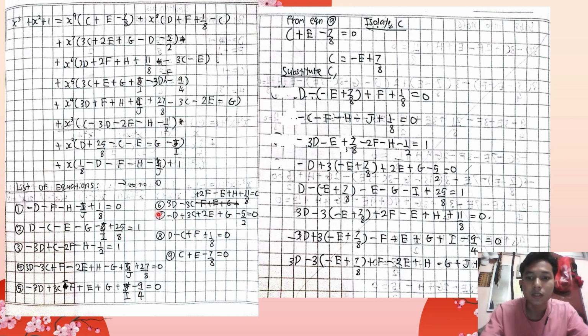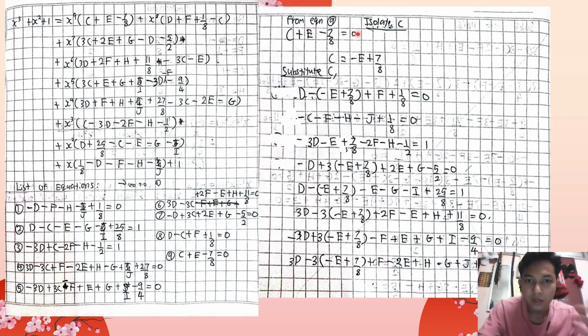Then equation number 6, we can get 3d minus 3c plus 2f minus e plus h plus 11 over 8 equal to 0. Then equation number 7, we get negative d plus 3c plus 2e plus g minus 5 over 2 equal to 0. Then equation number 8, we get d minus c plus f plus 1 over 8 equal to 0. Then 9, we got c plus e minus 7 over 8 equal to 0.